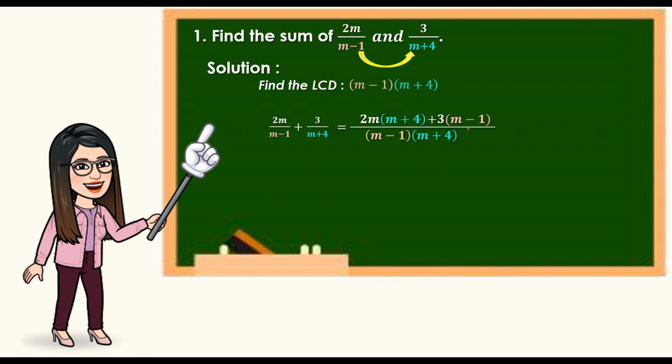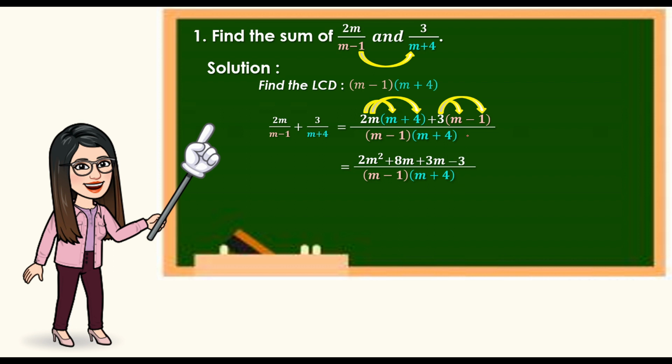Next, let us distribute 2m inside the parentheses and also 3. Okay, so we have, let us write the denominator, which is the quantity of m minus 1 times the quantity of m plus 4. 2m times m is 2m squared. 2m times 4 is plus 8m. 3 times m is 3m, it's positive 3m. Positive 3 times negative 1 is negative 3.